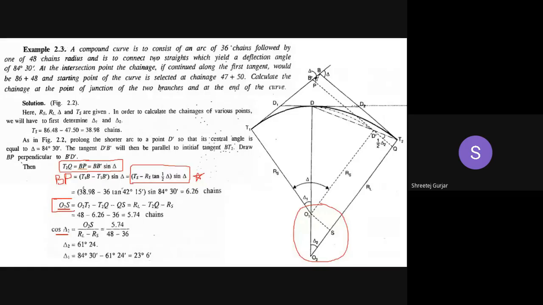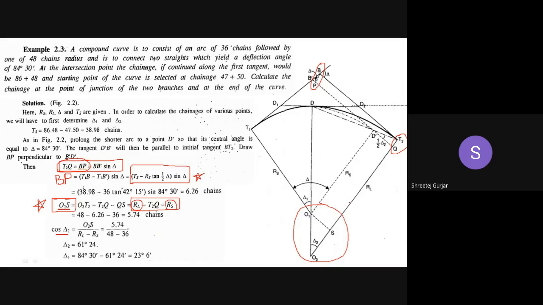Once you calculate BP, next thing you can calculate is O2S, which I have underlined. The O2S formula we have solved, it is RL minus T2Q minus RS. In this formula we know RL, we know RS, and what is T2Q? T2Q is nothing but BP. You can see in the diagram also, BP is here, and BP is nothing but T2Q here, so both these lengths are same. Now with this we have calculated O2S.